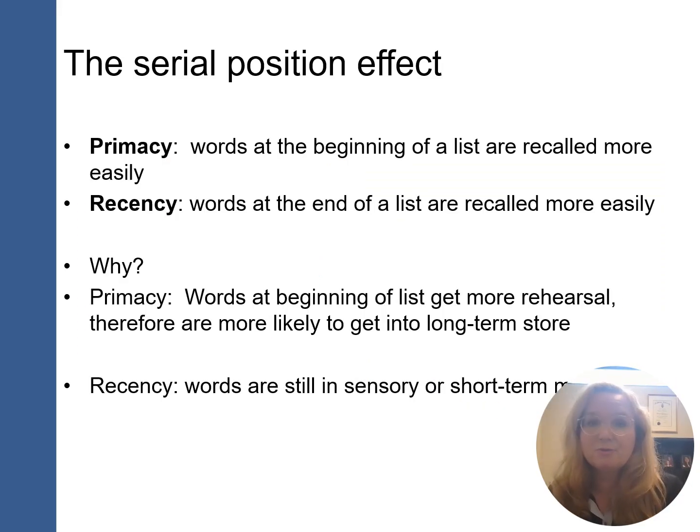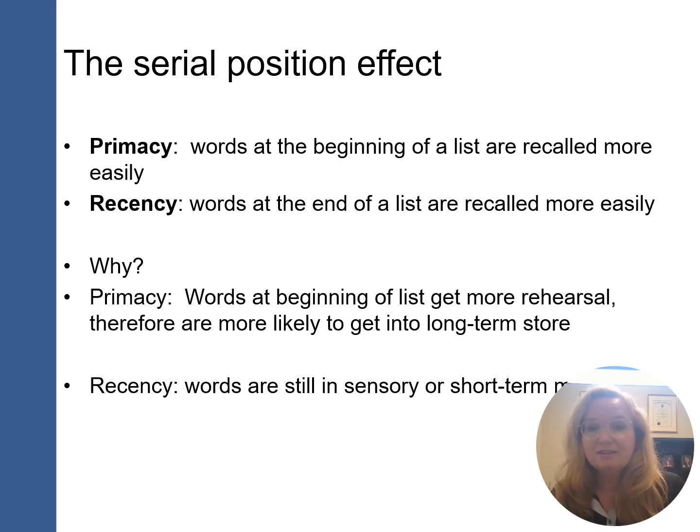So this is the serial position effect, and we give a label of primacy effect when the words at the beginning of the list are recalled more easily, and then recency effect when the words at the end of the list are recalled more easily. Now, why? Why would this be?